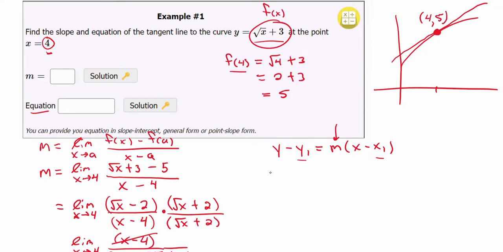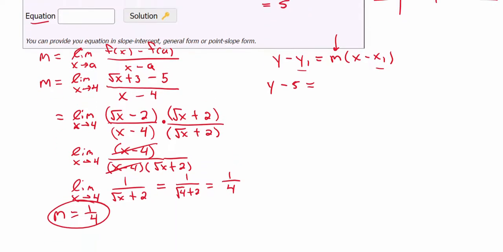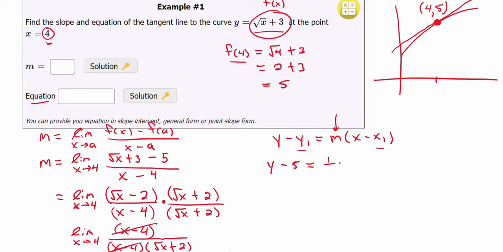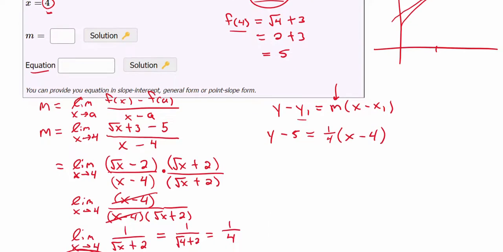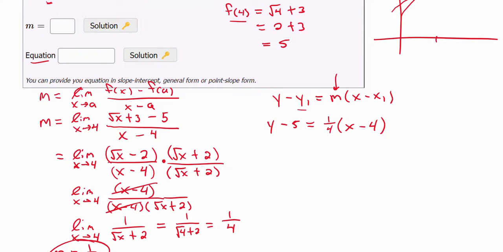Okay, so let's plug it all in. So we got y minus, and then our y value there was 5, is equal to, our slope was 1 over 4, and then it's x, and then minus 4. All right, now it says that we can write it in either slope-intercept or general or point slope. So yeah, we're in point slope, so that actually is just the answer right there. But let's convert it now just for good measure.